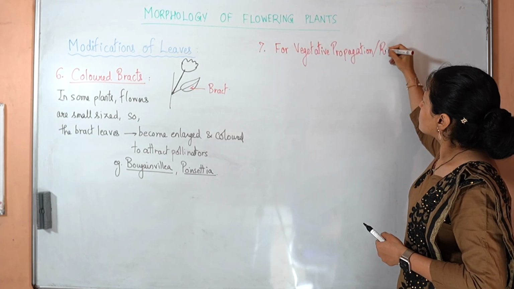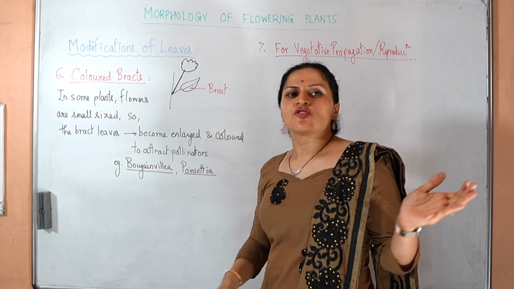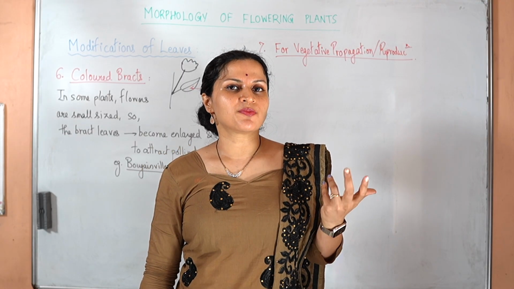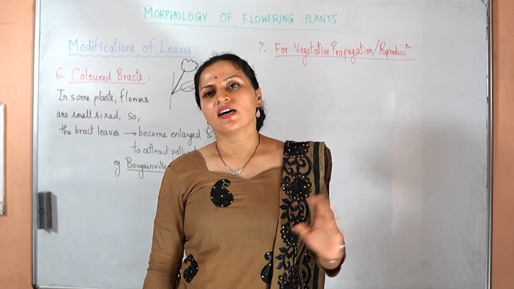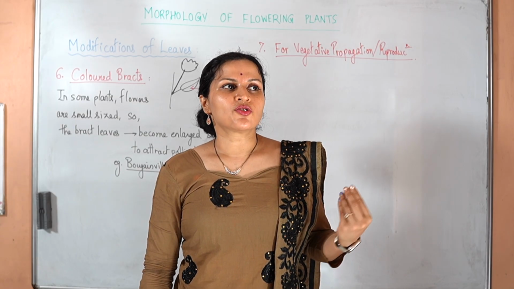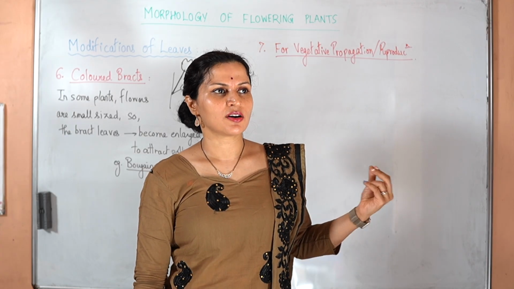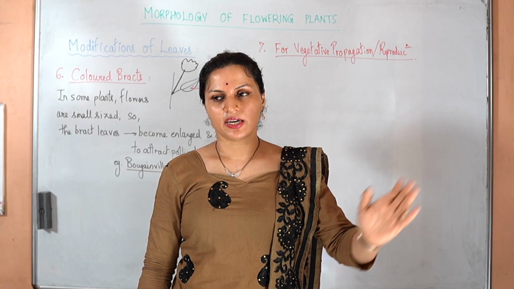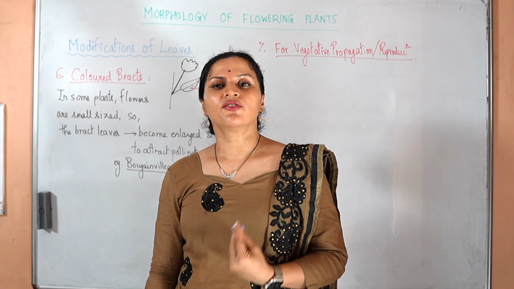Final modification of leaves for vegetative propagation. Really? Leaves can also vegetatively propagate? So far we have seen mainly the stems that are modified into vegetative propagules for vegetative propagation, isn't it? We saw that in the last few lectures. When it comes to root, there are very few examples. For example, sweet potato, which is actually a root that can develop adventitious buds and help in vegetative propagation. Mainly it is the stems. When it comes to leaves, also there are very few examples.